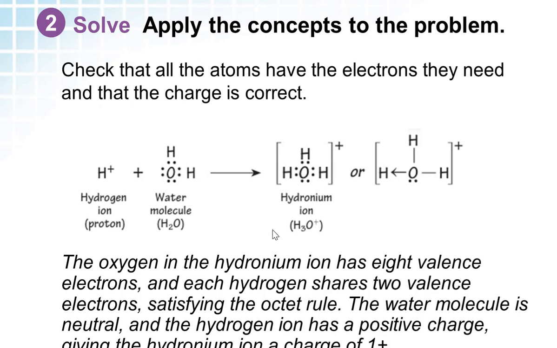That forms mainly when an acid is dissolved in water, because acid gives us hydrogen ions. The oxygen of the hydronium ion has 8 valence electrons. Each hydrogen shares 2 valence electrons, satisfying the octet rule. Then the water molecule is neutral, and the hydrogen ion has a positive charge, giving the hydronium ion a charge of +1.